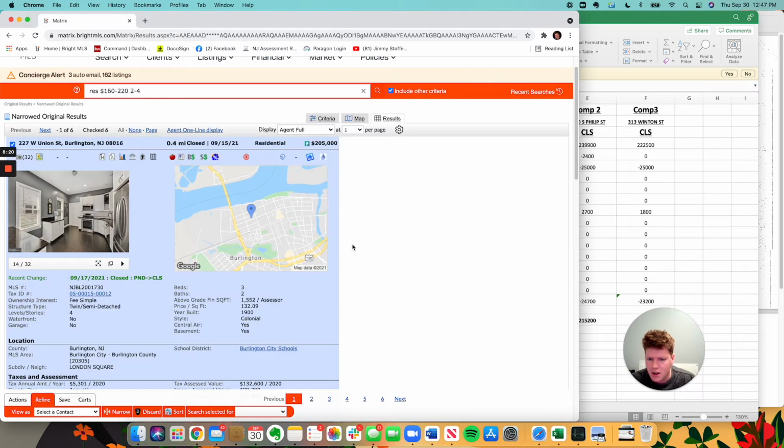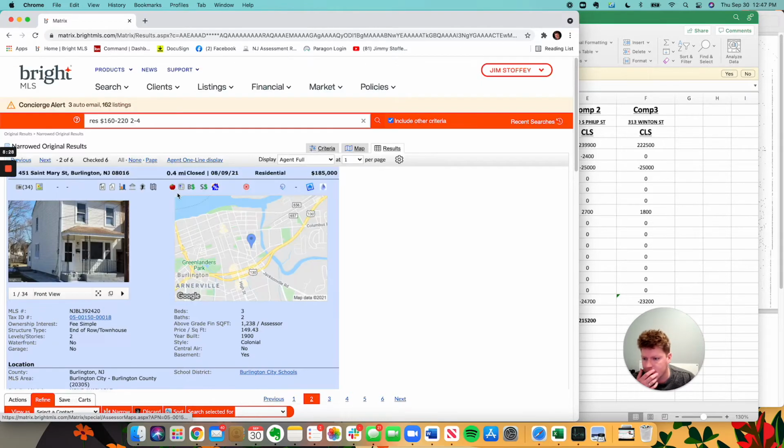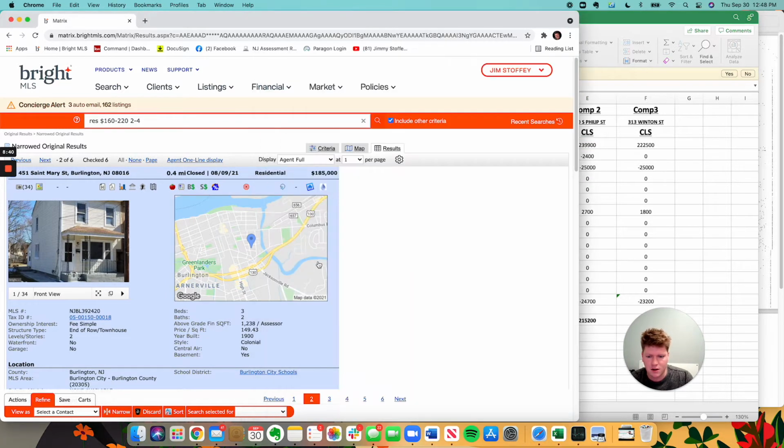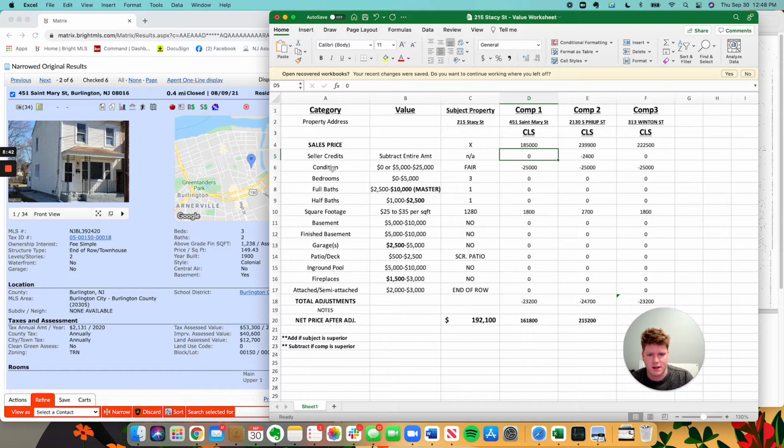What else? It does have central air and it does have a basement. I really feel like, as much as I want to use this one, I've got to skip it. So I'm going to go to the next one. Okay, I know I want to use this one, so I'm going to start putting the information in for it. So 451 St. Mary Street, Burlington, closed for $185,000. It does have a basement, that sucks, but okay.